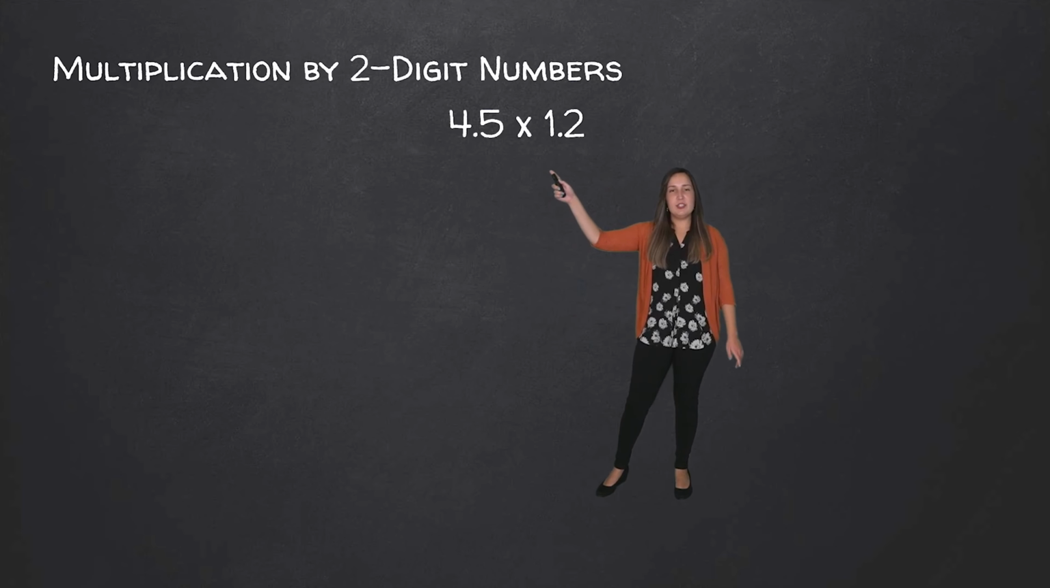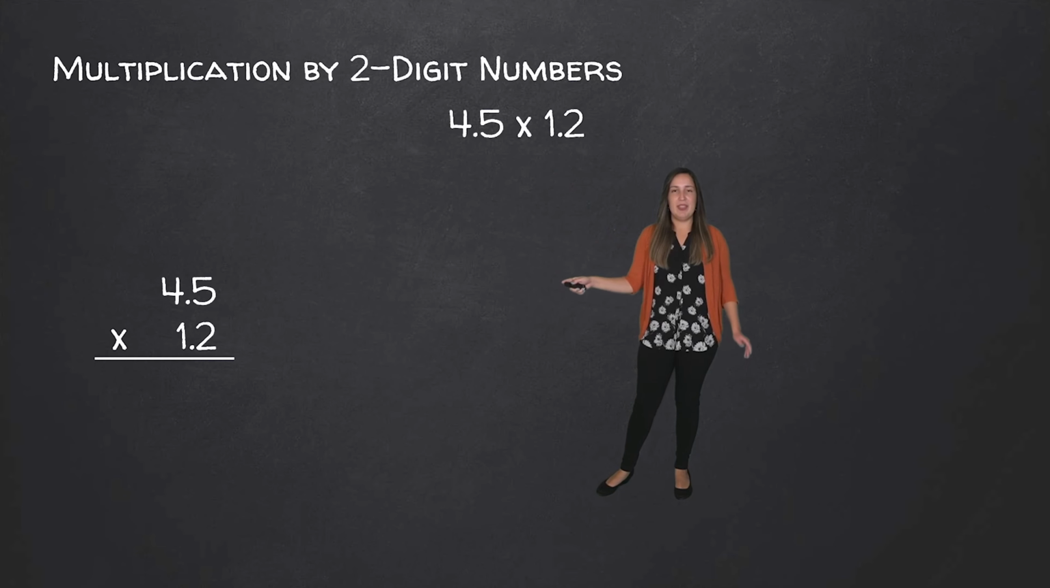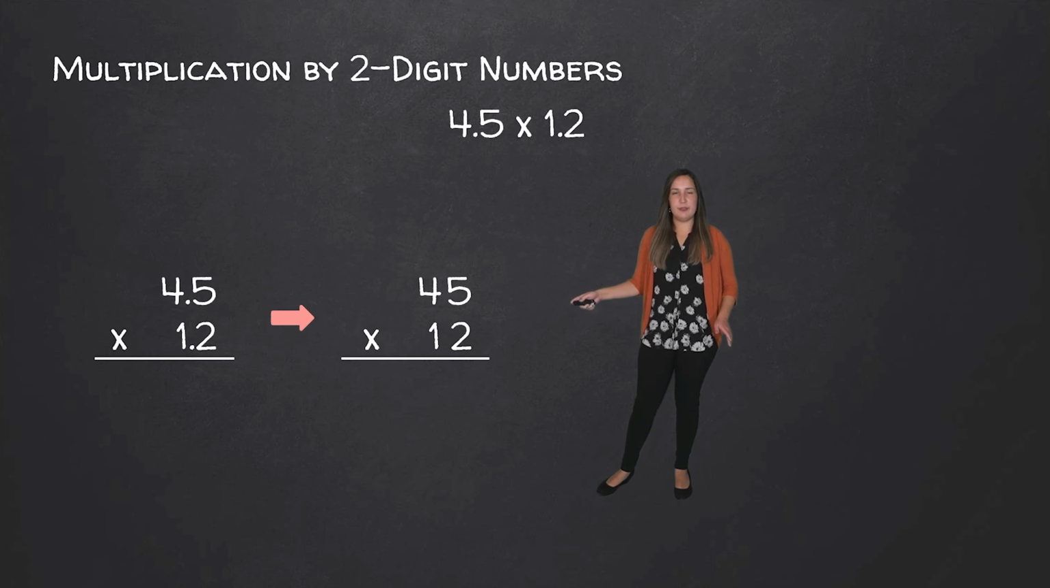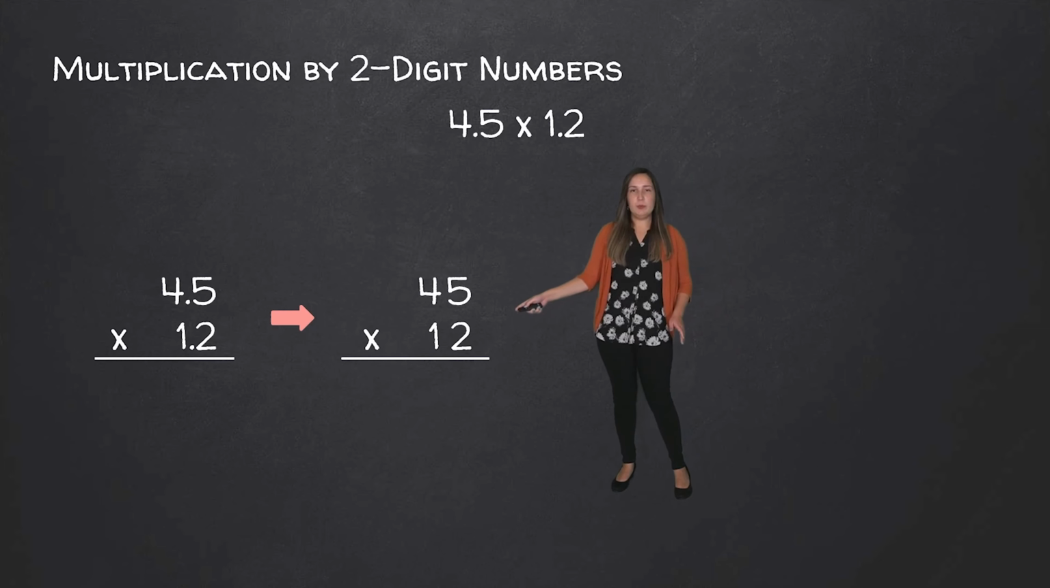To make this easier to multiply, we're going to rewrite this vertically. Then we're going to take that problem and rewrite it so that there are no decimals. You don't have to do this step, only if you want to and only if it makes it easier for you. Once we're here, we're going to multiply this normally.